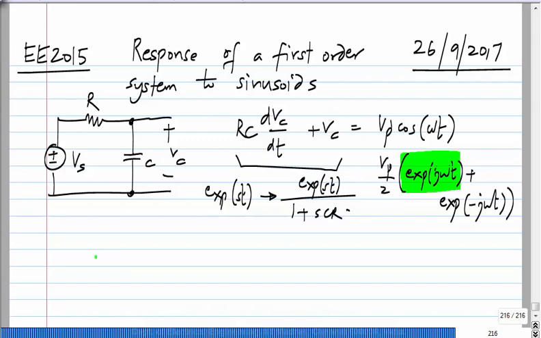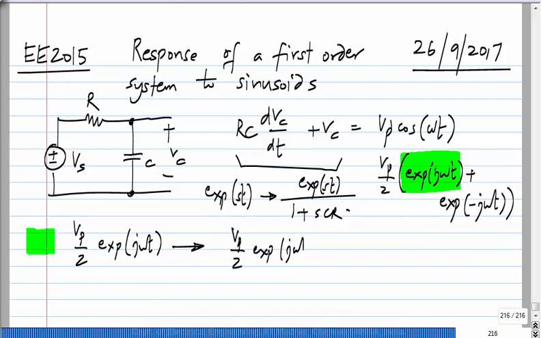So the response to e^(j omega t): we have Vp by 2 e^(j omega t), that is one part of the input. What would be the forced response to that? What is it? Vp by 2? Yeah, what is the scaling factor that we have? The same thing, right? All you do is substitute s with j omega.